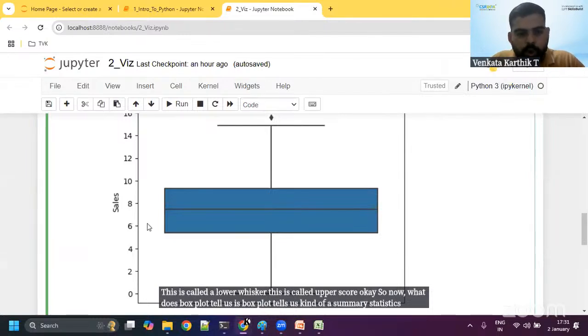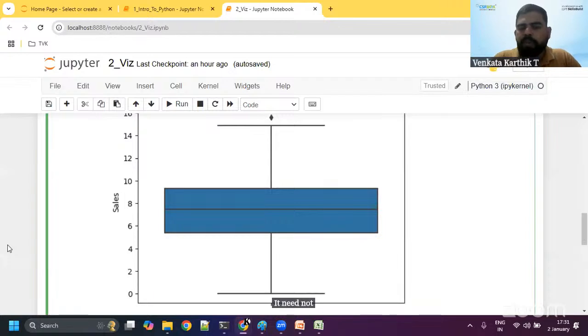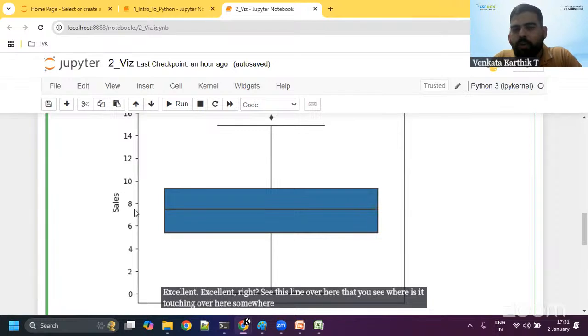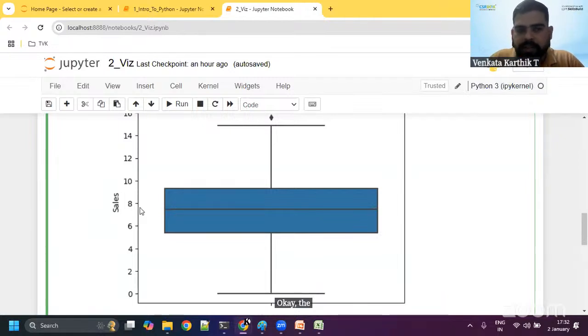So box plot tells us a kind of summary statistics with a visualization. Can you tell me what is the median of this data of sales? It need not be exact. Roughly, what do you think is the median of the sales? Excellent. See this line over here, where is it touching? Somewhere around 7.8 or close to 8, right? So the median sales is 8.